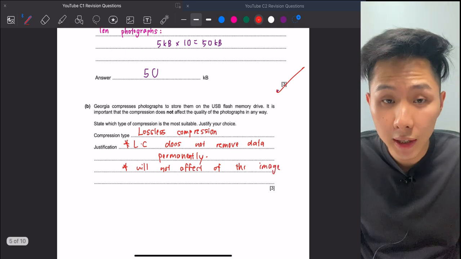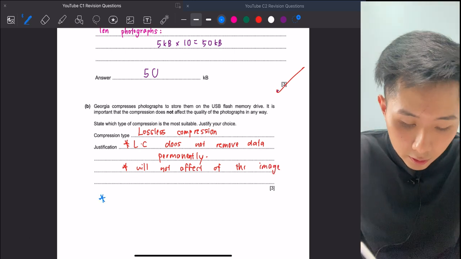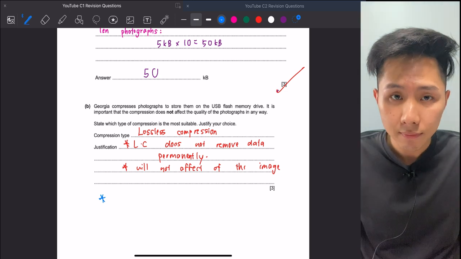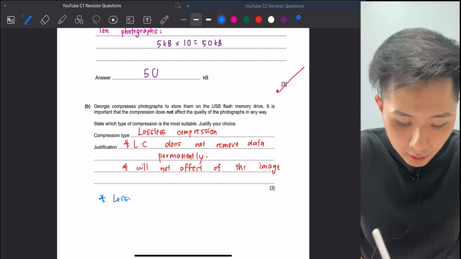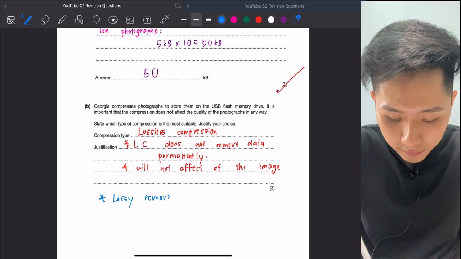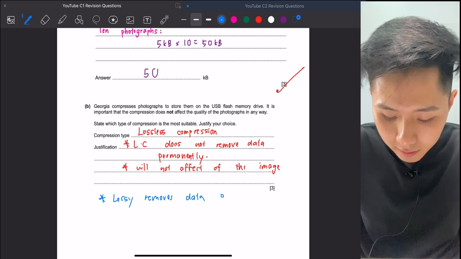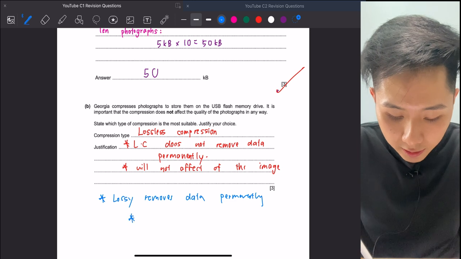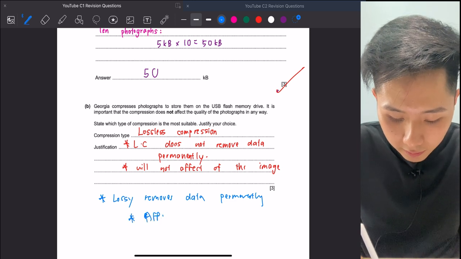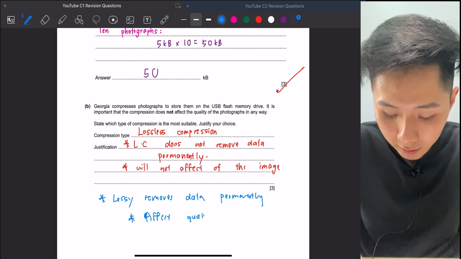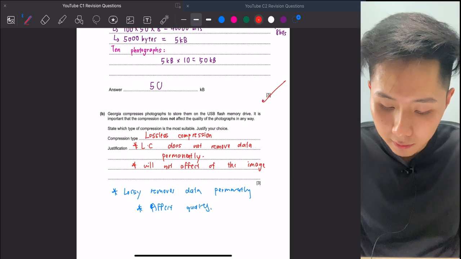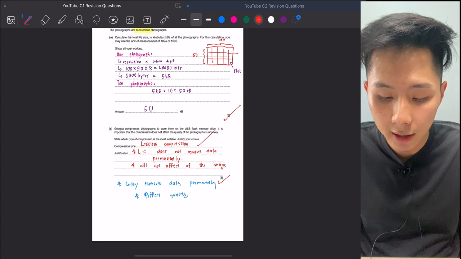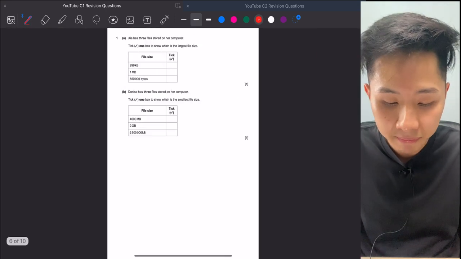And you could also write it the other way around. Instead of commenting on lossless compression, you can comment on lossy. Lossy removes data permanently, and this will in turn affect the quality. Sorry for the bad handwriting. And that's about it. You've got two justifications and you state the correct choice. That's how you get full marks for this question.